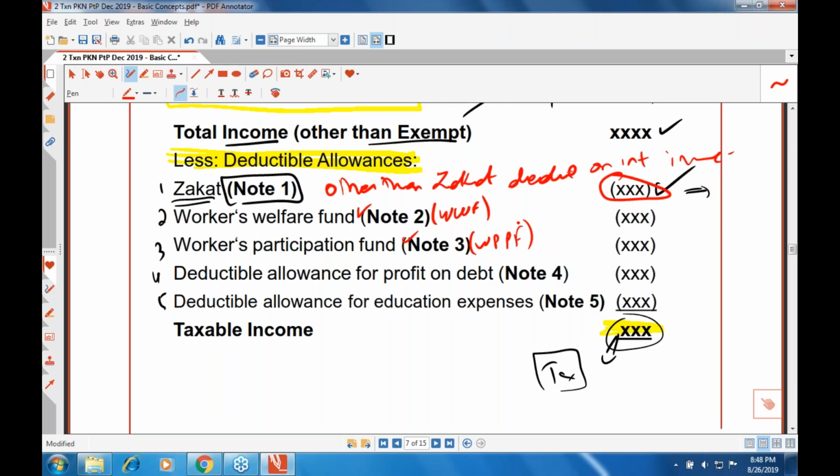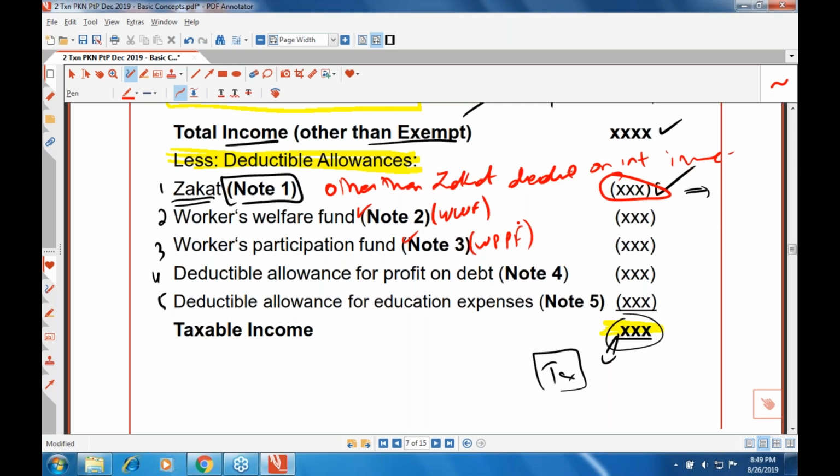The second thing is called the workers profit participation fund. It's only mentioned as workers participation fund, but it's actually the workers profit participation fund. It's usually payable by the companies. All that you need to know from the perspective of your syllabus is that this is something payable by the companies, and if there are any payments, then the payments are deductible for taxation purposes from the total income or from the computation of the taxable income.